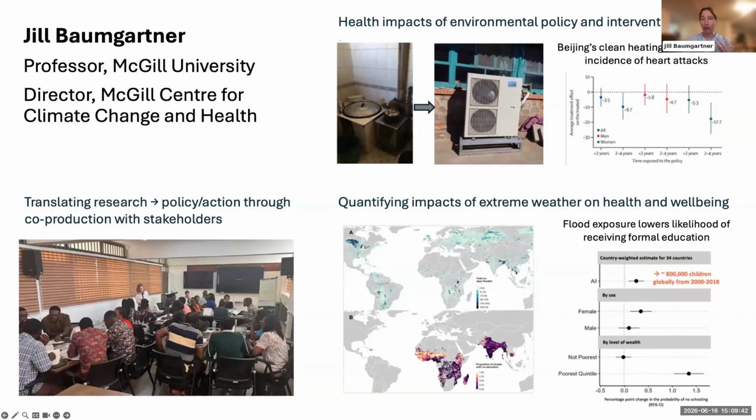But essentially, what my group is often trying to do is understand how environmental exposures affect health outcomes, what are the benefits or even unintended consequences of interventions. And we do that in partnership with key stakeholders that are engaged and involved in the kinds of topics that we're working on.